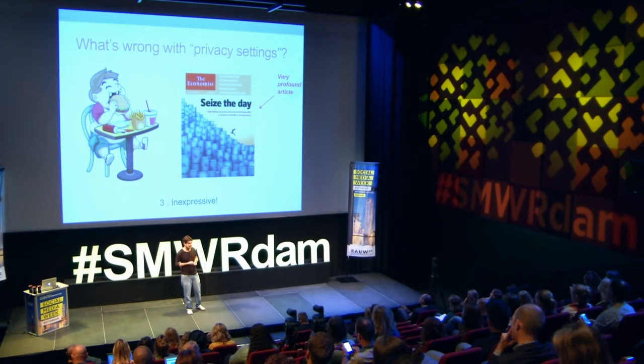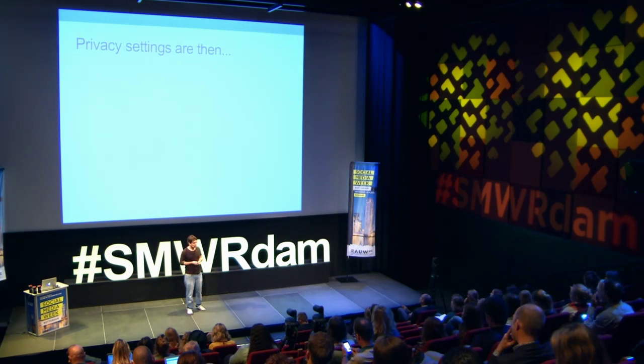It's very, very difficult to express what I want my privacy settings and my timeline settings to do in a very human kind of way. So the third thing that's wrong with privacy settings is that they're inexpressive. They don't let you express what you really want to happen.